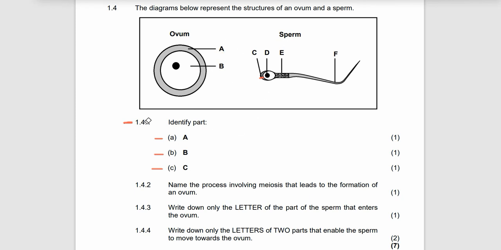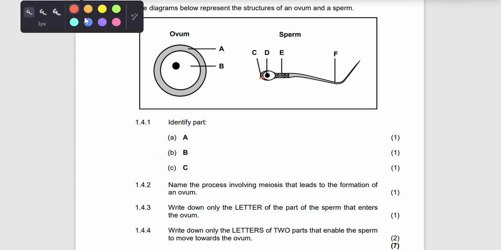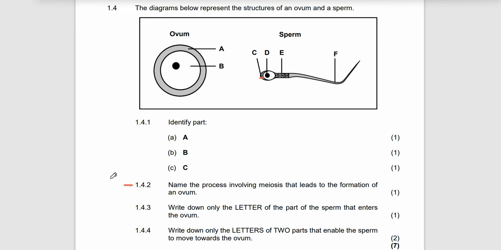So let's move on to number 1.4.2. It says, name the process involving meiosis that leads to the formation of an ovum. You know that both these gametes, or sex cells, are formed through the process of meiosis, but it differs between male and female. In the male, the sex cell formed at the end of meiosis is the spermatozoa, the sperm.